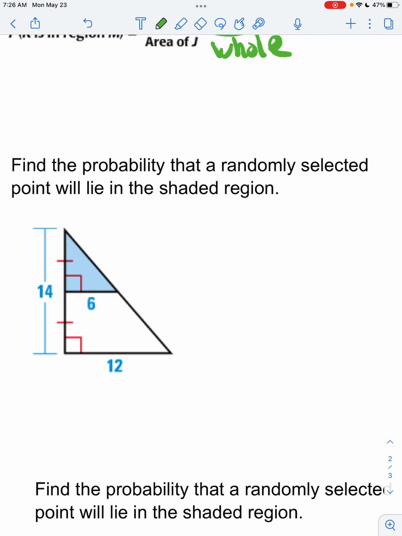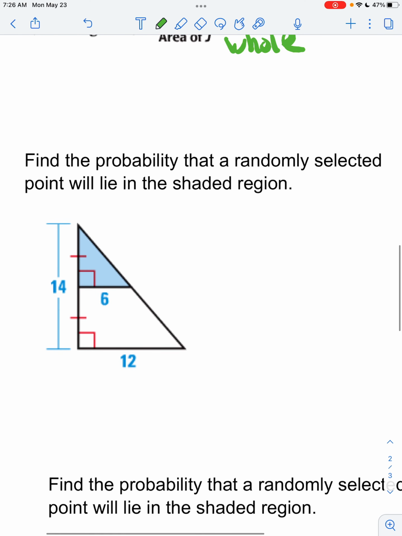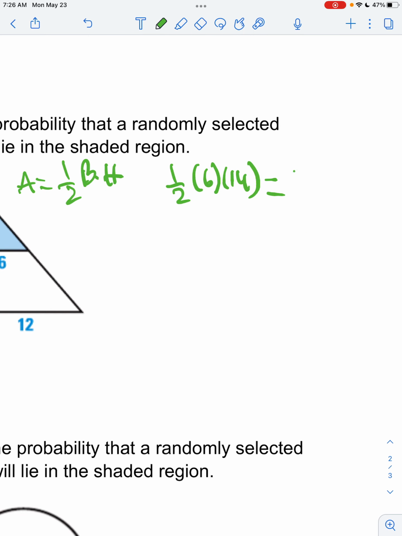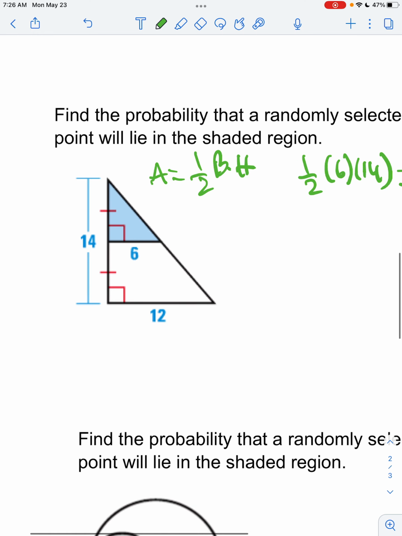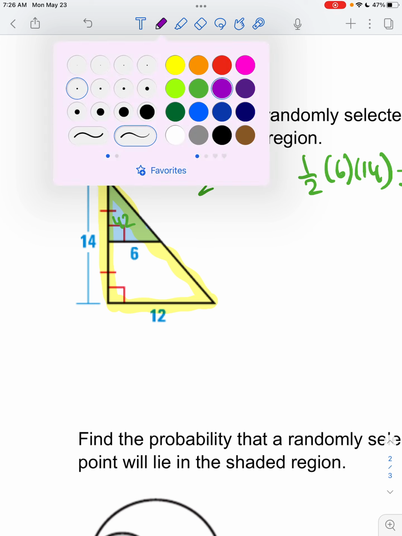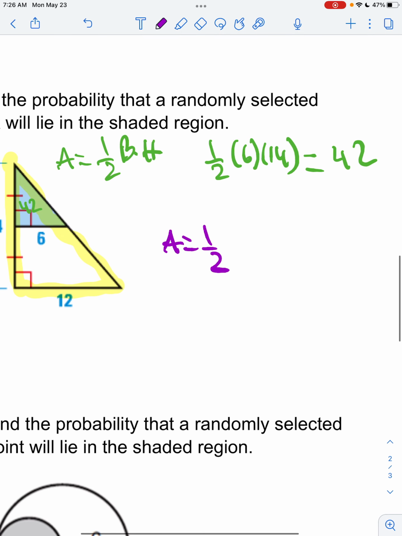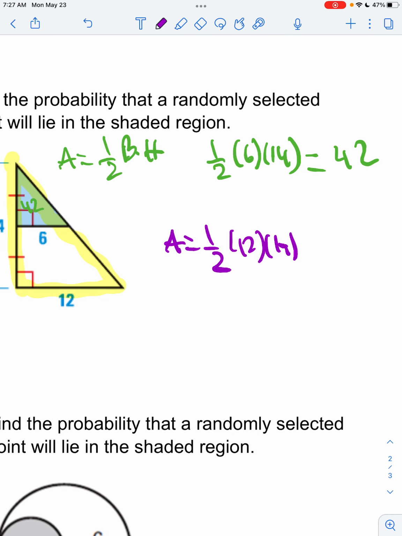Find the probability that a randomly selected point will lie in the shaded region. I see that I've got a triangle, and the area formula for the triangle is 1/2 base times height. Base is 6 and height is 14. So 1/2 times 6 times 14, 3 times 14 is going to give me 42. So the area of this is 42. Now we have to find the area of our big triangle, the whole thing. This time I'm going to use a different color. My area is going to be 1/2, base is 12, height is 14.